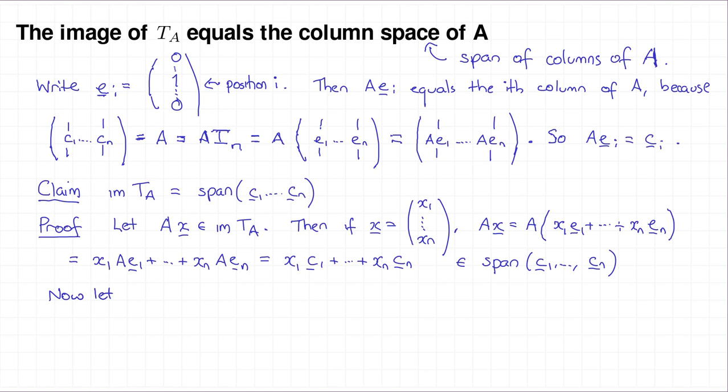A typical element of the span of the columns would look like a1 times c1 plus a2 times c2 up to an times cn, where the a's are some scalars, some elements of the field from which the entries of A come. So we're really just going to write all of the equalities that we had here backwards.